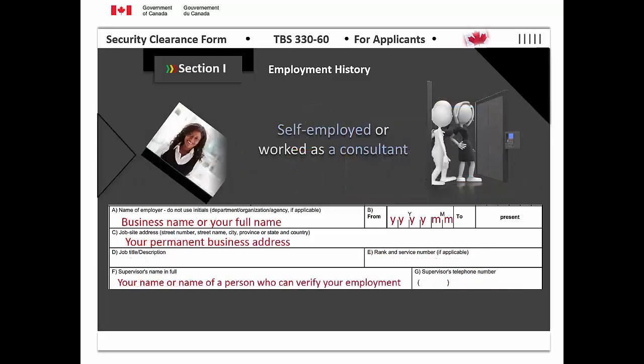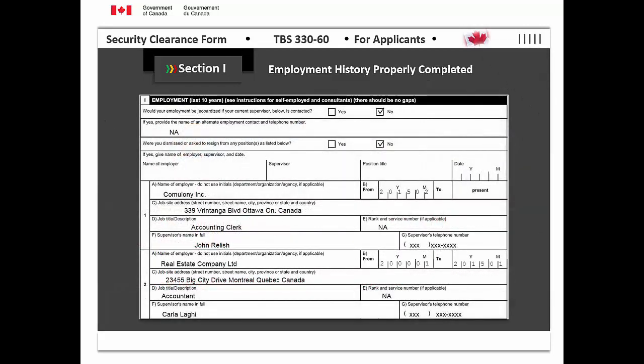If you are, or were, self-employed, or worked as a consultant, under name of employer, you must provide your business name, or your full name if you do not have a business name. Under job site address, you must provide your permanent business address. If your permanent business address is your home address, then you need to input your home address. For your supervisor's name, you need to provide your name, or the name of a person who can verify your employment. Here is an example of Section I, properly completed.